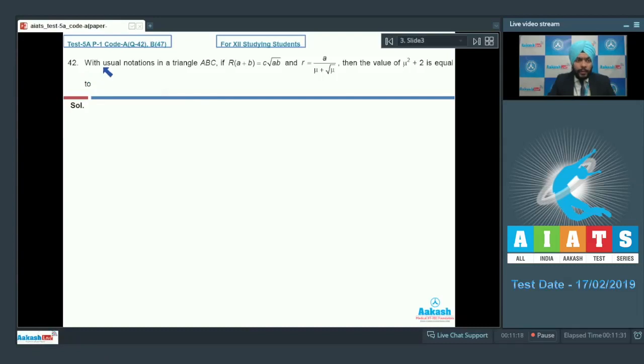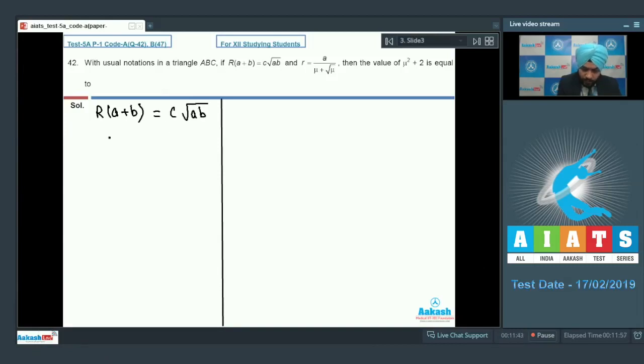Question number 42 says that with the usual notations in a triangle ABC, if capital R into (a plus b) is equal to c times root ab, and small r is equal to a upon mu plus root mu, then what is the value of mu square plus 2? Let us start this question from the first expression which is given. That is capital R into (a plus b) is equal to small c into under root of ab. So this will give you (a plus b) upon root ab is equal to c upon R.